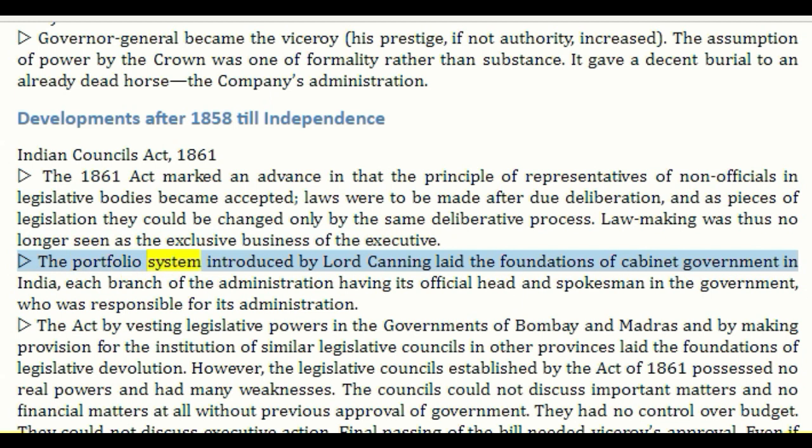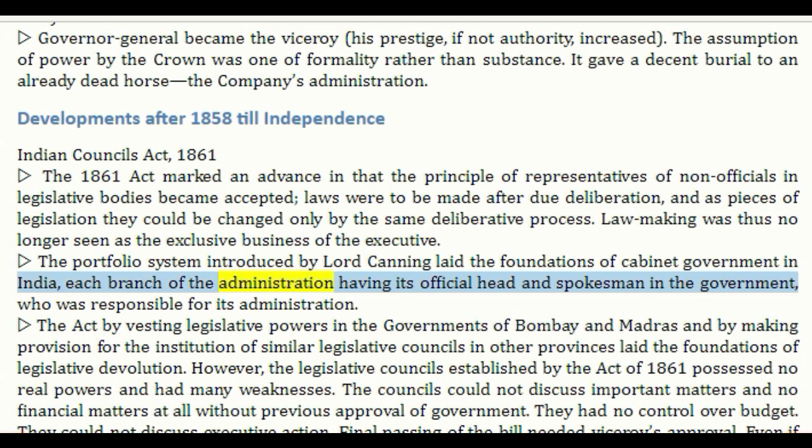The portfolio system introduced by Lord Canning laid the foundations of cabinet government in India, each branch of the administration having its official head and spokesman in the government, who was responsible for its administration. The Act, by vesting legislative powers in the governments of Bombay and Madras, and by making provision for the institution of similar legislative councils in other provinces, laid the foundations of legislative devolution.